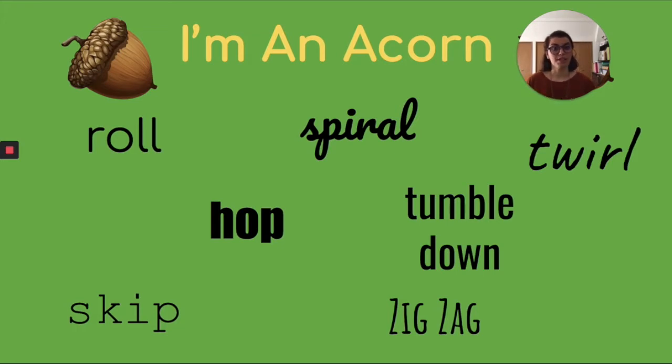Let's start first with spiraling down from the tree. Once you're on the ground, you hop. Maybe you skip because it's downhill. Do you remember this one? It was twirl. Oh, and then you tumble. Maybe you zigzag. Hop. Tumble down again. And since you're already on the ground, we are going to roll.